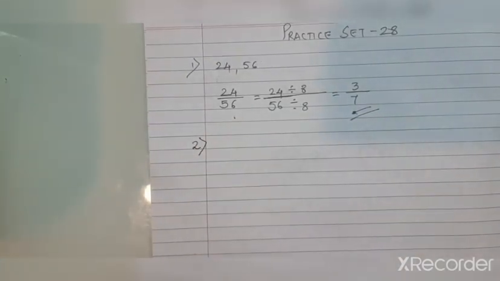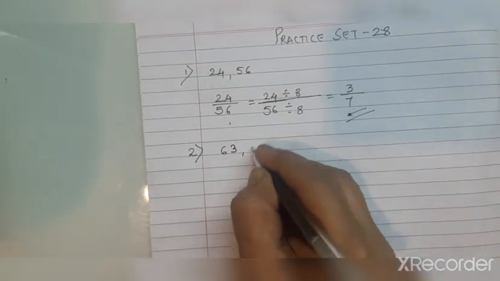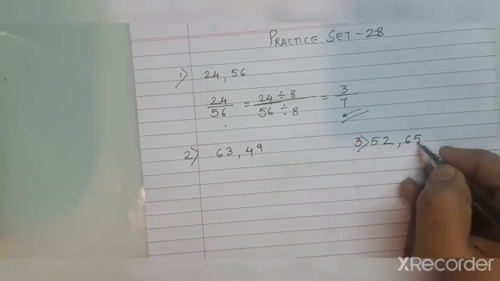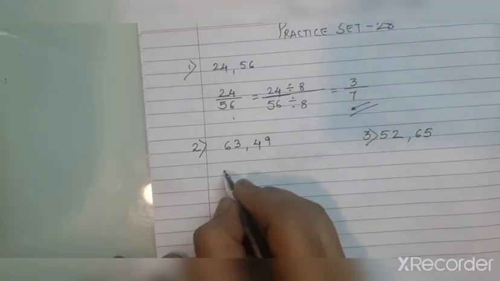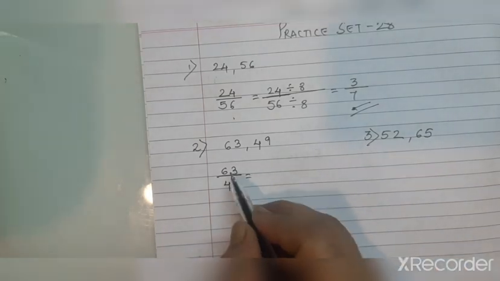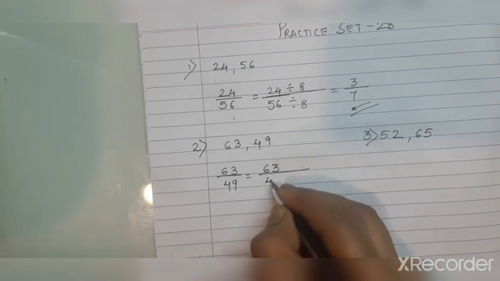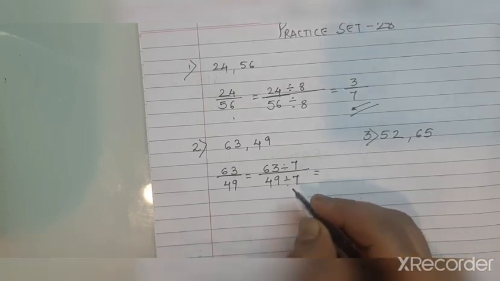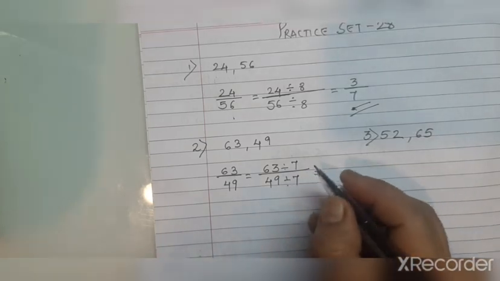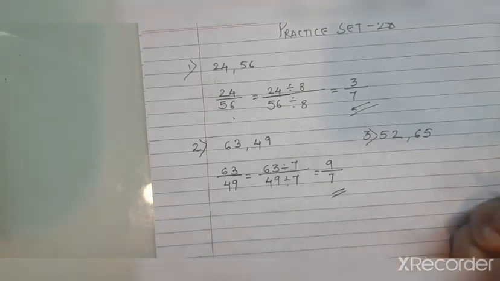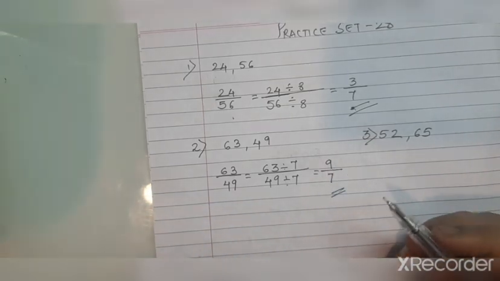Moving to the second one. 63 and 49. And the third one, 52 and 65. Okay, now here again we write it in this form, 63 upon 49. Now we have to check that 63 and 49 are divisible by which number? They are the multiples of which number? 7. Okay, so 7 7s are 49 and 7 9s are 63. So this is our final answer because 9 upon 7 cannot be divided further.